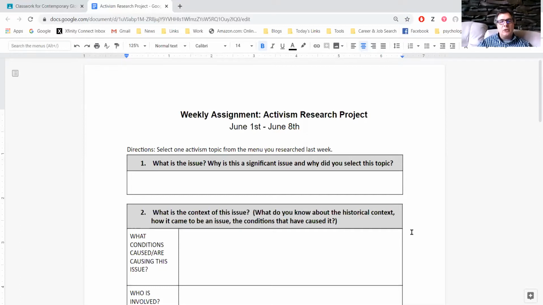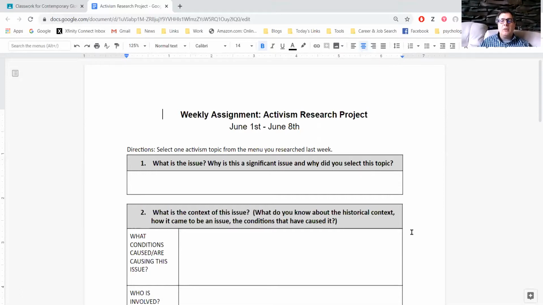The first question, what is the issue? Why is this a significant issue? And why did you select this topic? There's really three questions in there. The first is straightforward. What is the issue? So tell me in a sentence or so. Why is this a significant issue? Okay, why is it important? Why would people around the world see this as important? Okay, that's kind of the second part of that question. And then the third part, why did you select this topic?